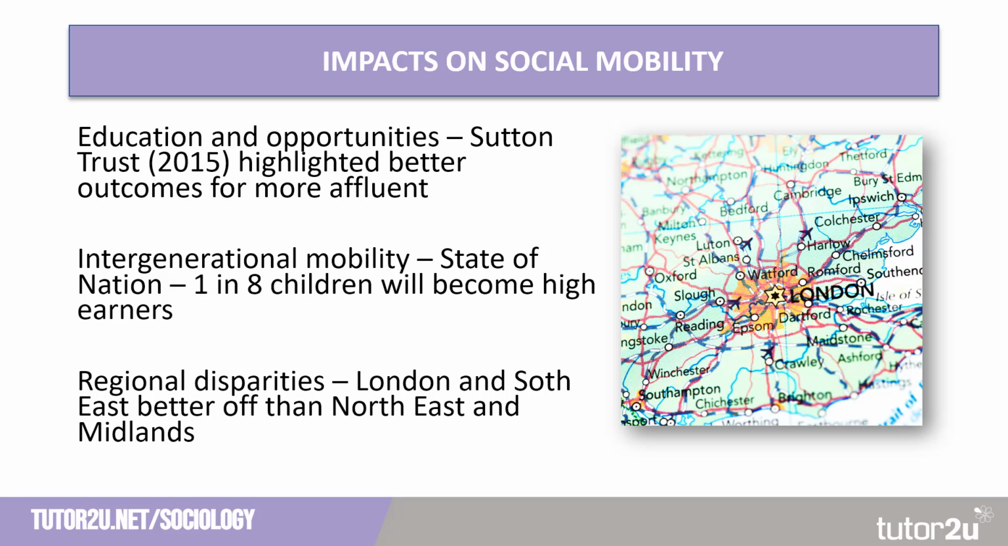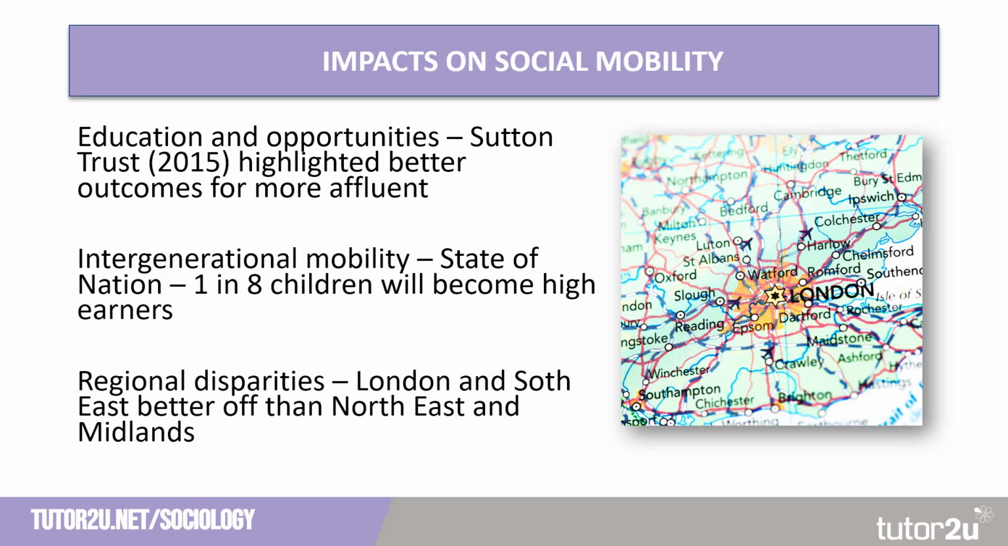Further research by the London School of Economics and others indicates that the UK has relatively low levels of intergenerational mobility. This means that the economic status of parents heavily influences the future earnings and social status of their children. The Social Mobility Commission's State of the Nation report highlights that only 1 in 8 children from low-income backgrounds is likely to become a high-income earner.